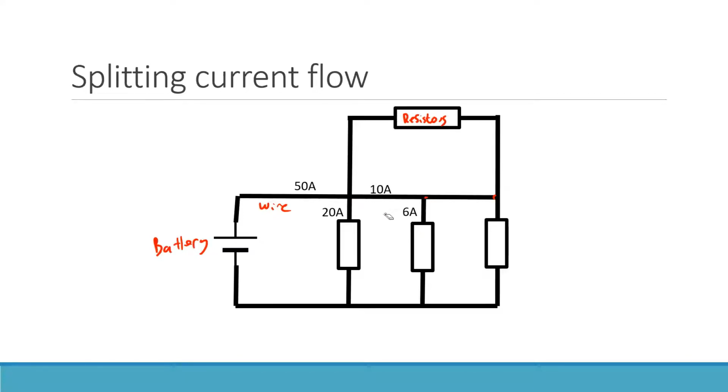Now, let's have a look at this very first junction. At this first junction, we have going into it 50 amps. Going out, we have 10 amps, 20 amps, and something that's not written here. Well, we can work that out. 50 going in equals 20 plus 10 going out plus X going out. X is going to be what? Someone? What's X going to be? What is our current going upwards going to be?